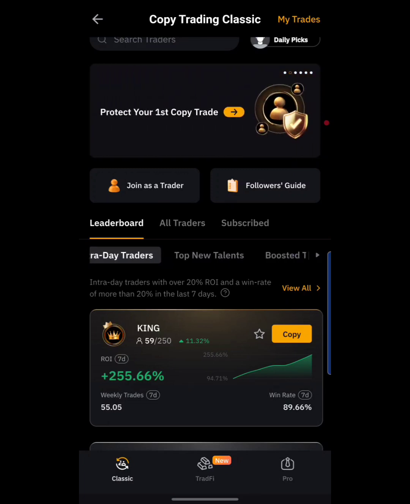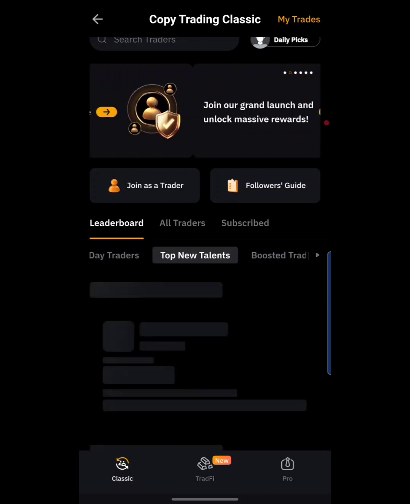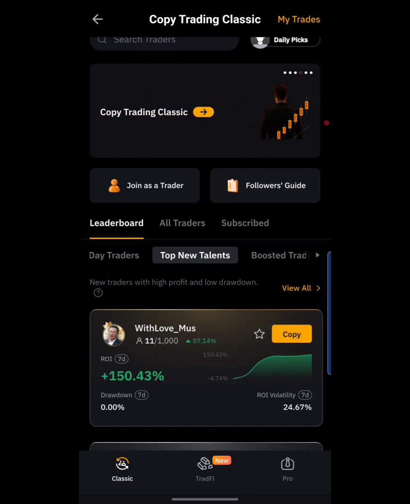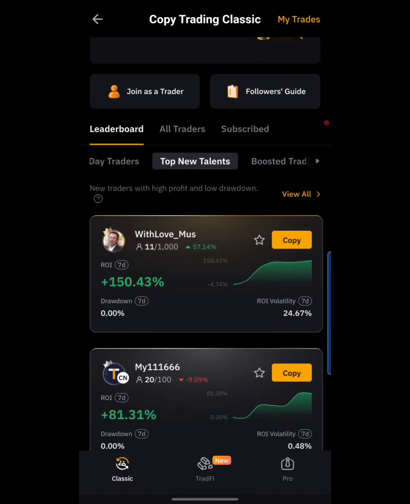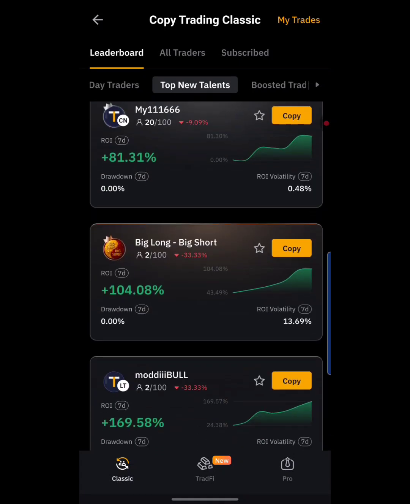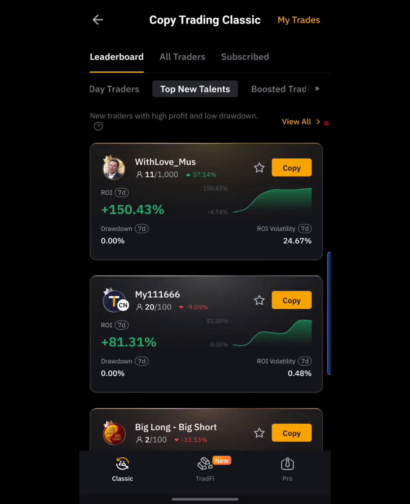And over here, next right here, that says the top new talent. Okay, so the top new talent are new traders with high profit and low drawdown. Okay, so these are examples of them right here. This guy called With Love Moose, as you can see, within the last 7 days, he has done 150.43% ROI profit, as you can see right here, guys. Okay, and his drawdown is 0.00% with an ROI volatility of 24.67% within the last 7 days.